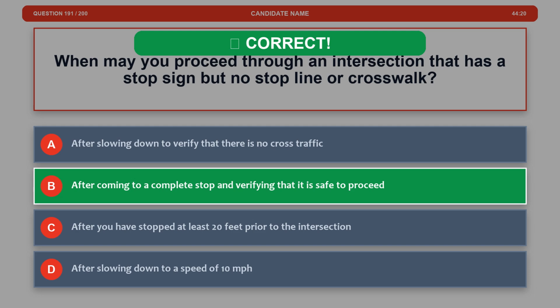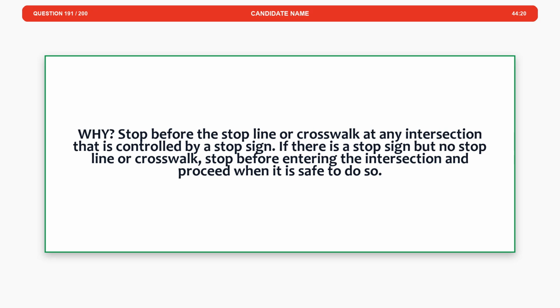The correct answer is option B. After coming to a complete stop and verifying that it is safe to proceed. Explanation. Stop before the stop line or crosswalk at any intersection that is controlled by a stop sign. If there is a stop sign but no stop line or crosswalk, stop before entering the intersection and proceed when it is safe to do so.